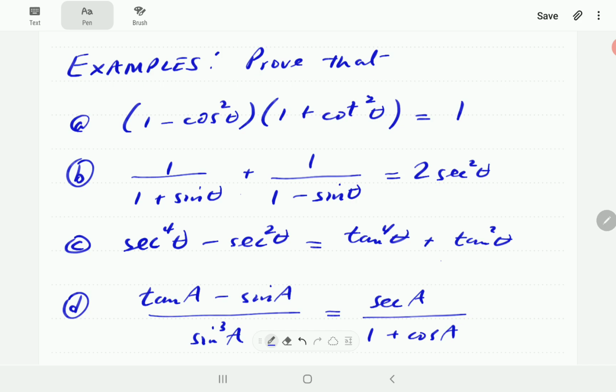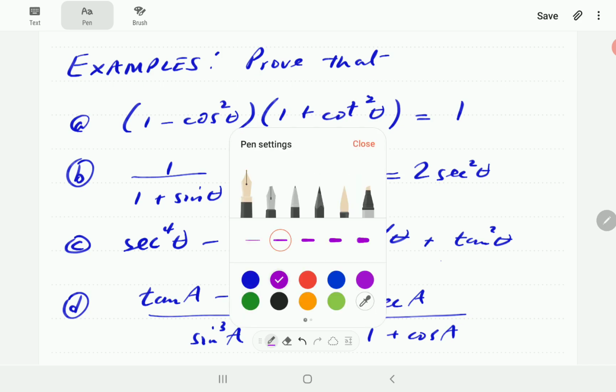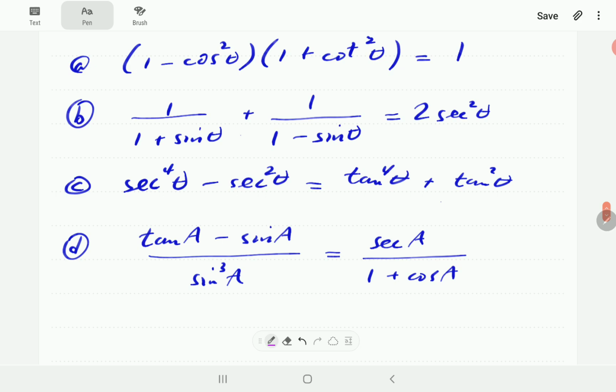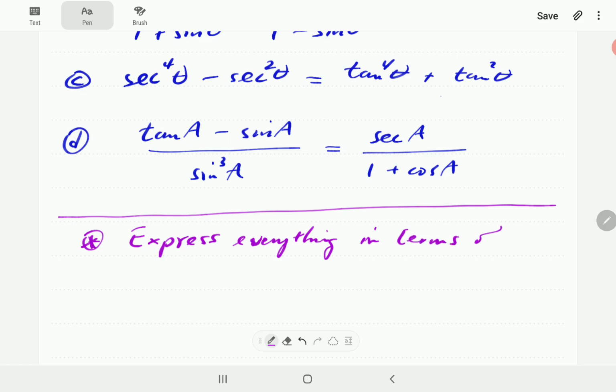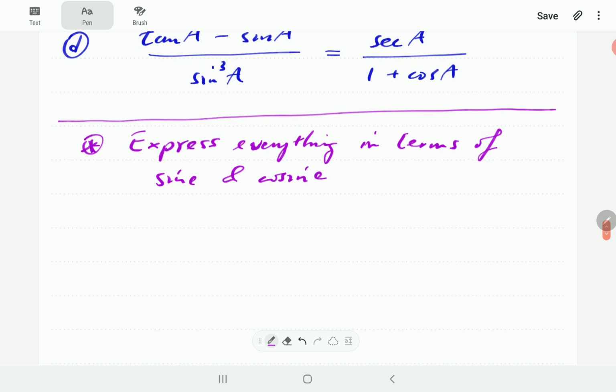Before we do the proofs, we're just going to state some guidelines in proving trigonometric identities. Guideline number 1: it will typically be useful to express everything in terms of sine and cosine. So if you just write everything in terms of sine and cosine, that will be helpful.